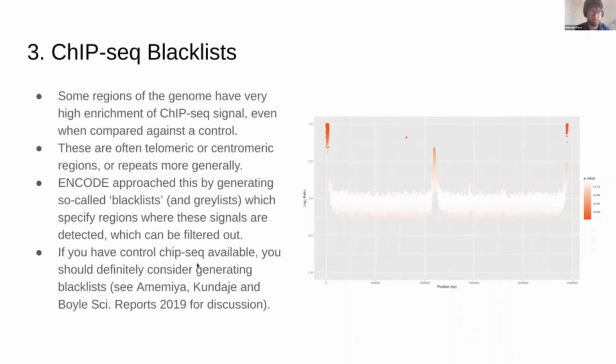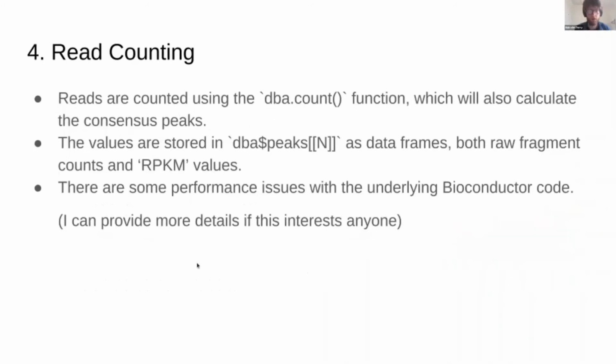Cool. So now it gets a bit simpler, really. Now we have our consensus peak set, and we've maybe excluded some peaks for the blacklist. We just have to count the reads, and this is the step that uses the original BAM files. Very simply, it's the dba.count function which does this, and this will also generate the consensus peaks for you as well. DiffBind just kind of holds your hand quite well through these analyses. And it basically reads in per peak how many reads align to that peak.